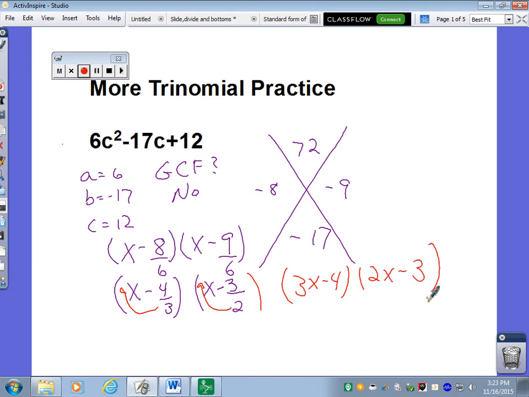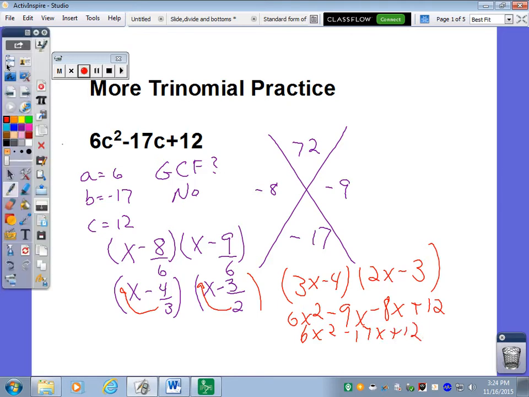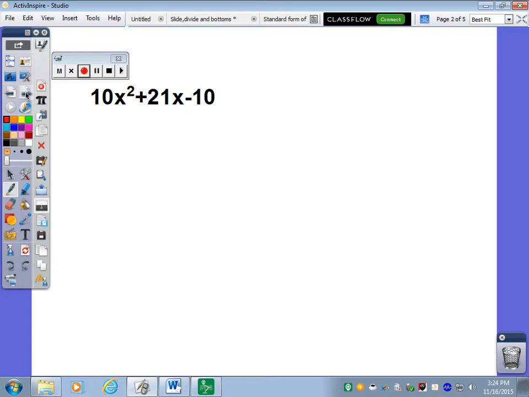Let's FOIL and check. 3x times 2x is 6x squared. 3x times negative 3 is negative 9x. Negative 4 times 2x is negative 8x. And plus 12. So we end up with 6x squared minus 17x plus 12. Exactly the same trinomial we started off with. So let's try another one.